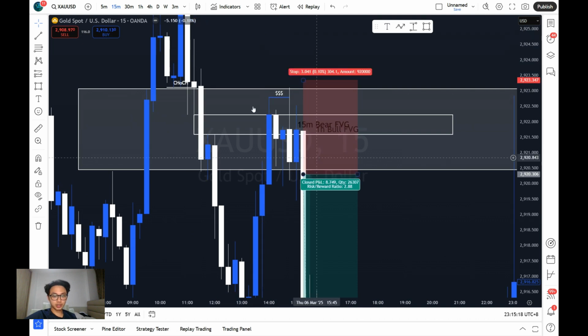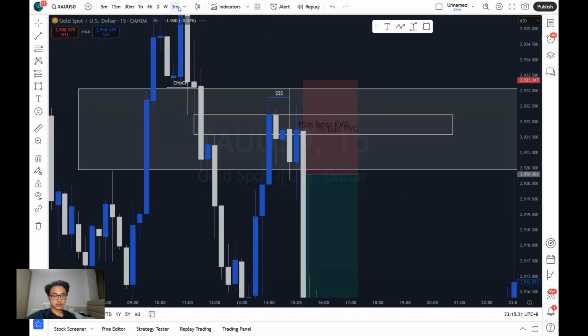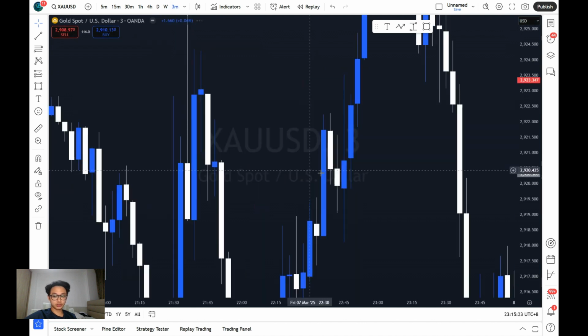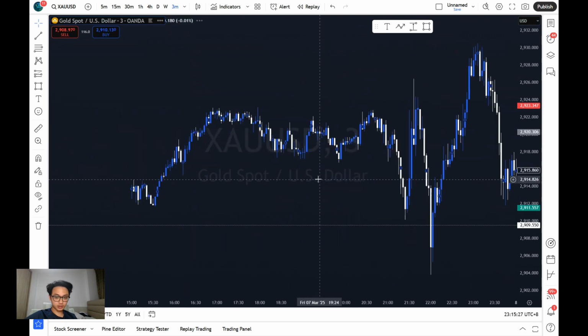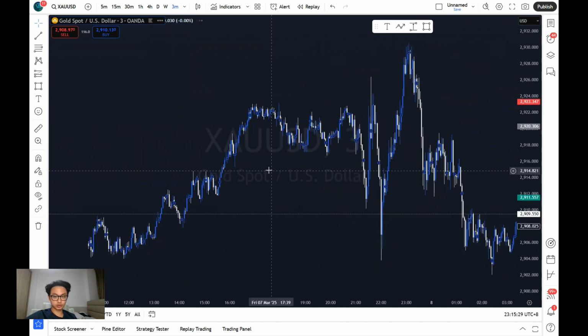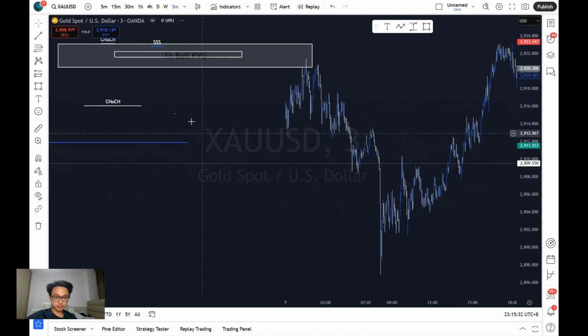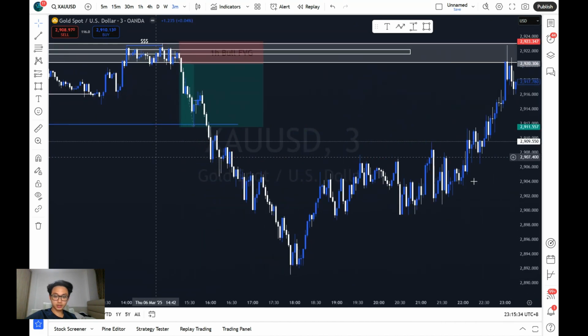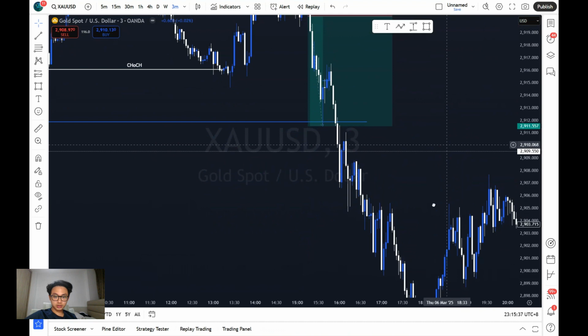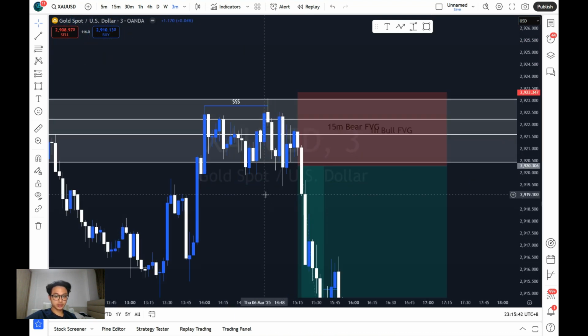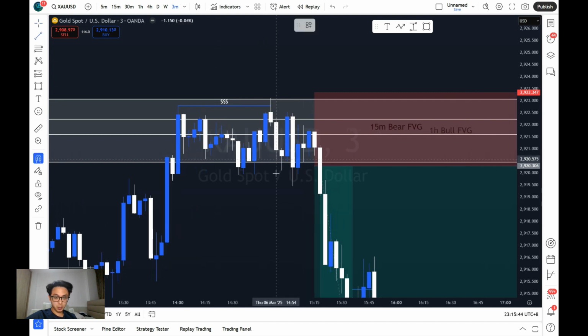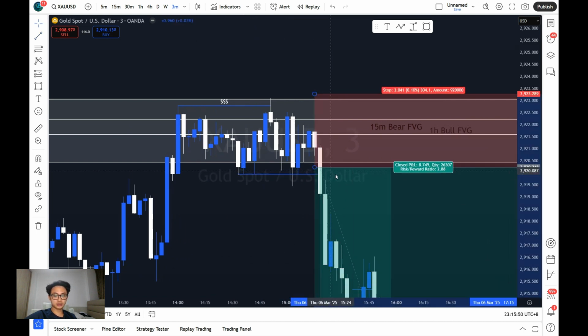So I was ready to enter for sells. I headed to the 3 minutes, because there's nothing on the 5 minutes. And on the 3 minutes, I was looking for a change of character. So yeah, was there really a change of character below these lows? Yes, but it's right here.